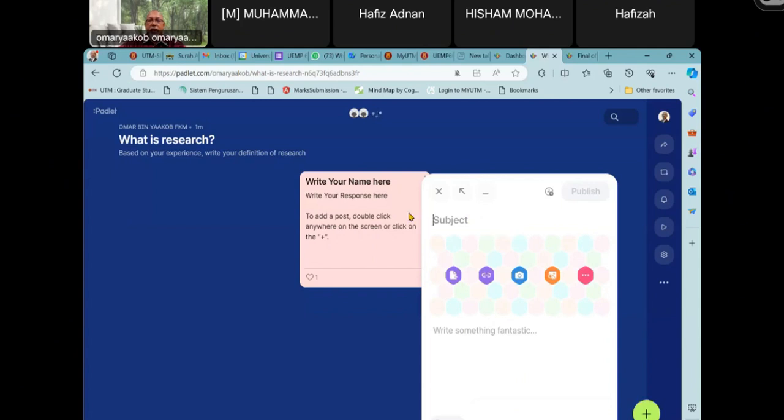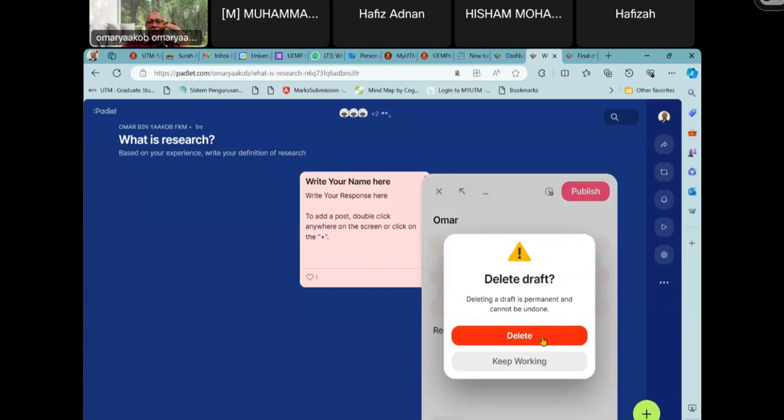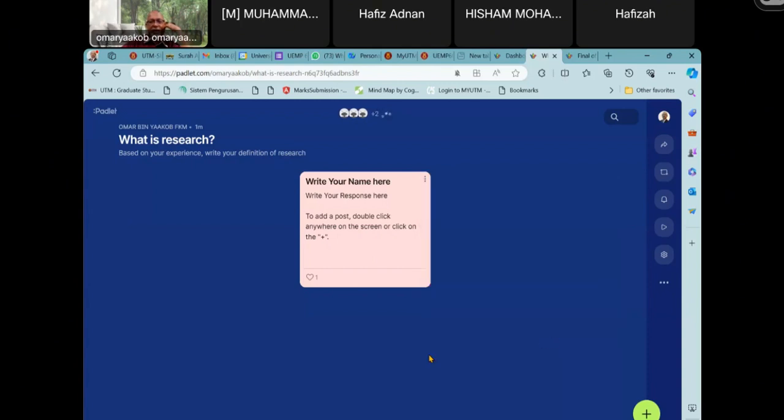What you have to do is, in the subject part, write your name. Like this, I'm going to write Omar. So please write your short name here. Then write something to answer the question. I would say, research is. Always start with research is. Please do not refer to any reference outside. This is only based on your understanding at the moment. Okay? Just write what your definition of research is. What do you understand by the definition of research? In this case, I delete this.